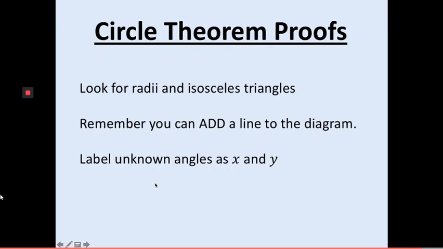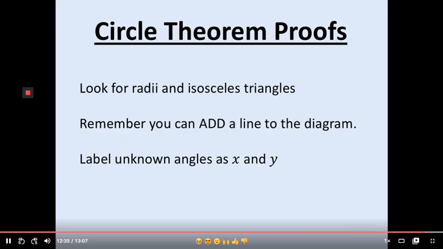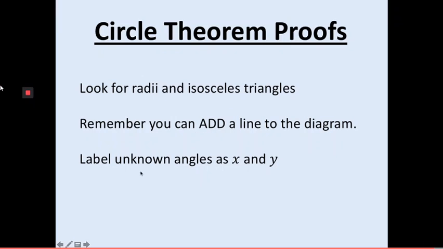Okay, so here are just some final reminders about things you can do with circle theorem proofs. My tips for you are these. Look for radii of circles and isosceles triangles where base angles will be the same. Remember that you can add lines to diagrams, and sometimes that is essential. And remember to use your algebra: X for unknown angles and Y if you've got a second unknown angle. And then think about doing things in terms of X if you can, rather than introducing extra letters.